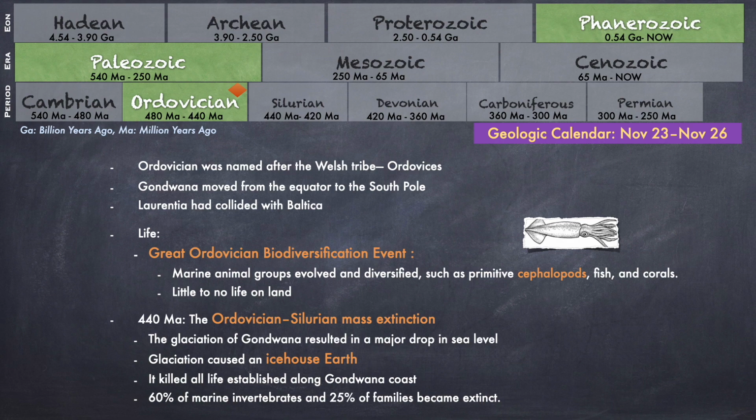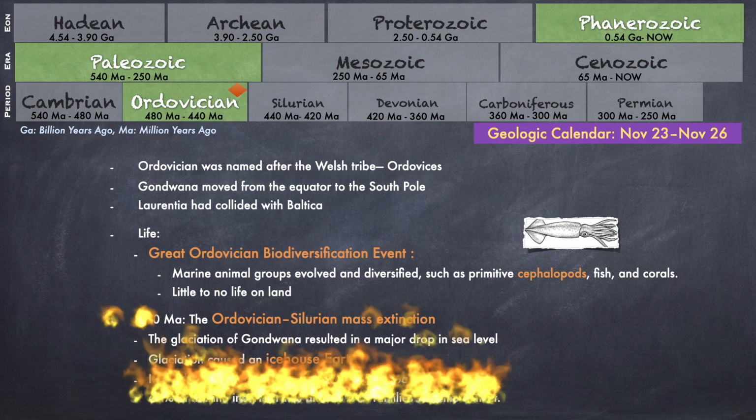440 million years ago, the Ordovician Silurian mass extinction event happened. The cause of the mass extinction was the glaciation of Gondwana, which resulted in a major drop in the sea level. The glaciation also caused the icehouse Earth. It killed all life established along the Gondwana coast. 60% of marine invertebrates and 25% of families became extinct.